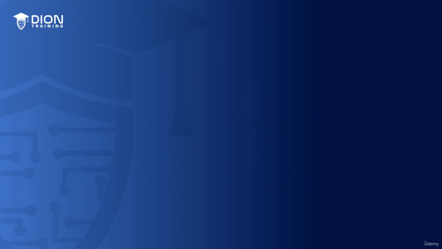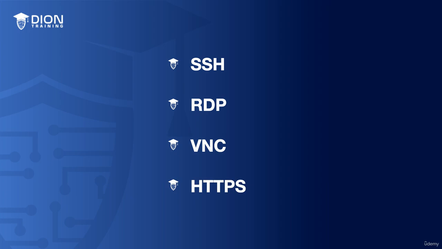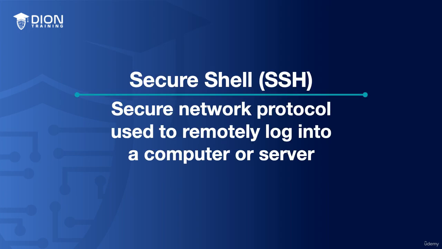Finally, we have the different types of remote access types that are going to be available for use with cloud-based services. This includes SSH, RDP, VNC, and HTTPS. Secure Shell, or SSH, is a secure network protocol that's used to remotely log into a computer or server. SSH provides secure encrypted communications between two untrusted hosts over an insecure network, such as the internet.